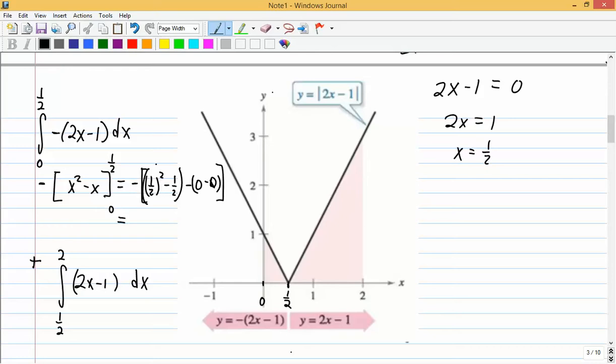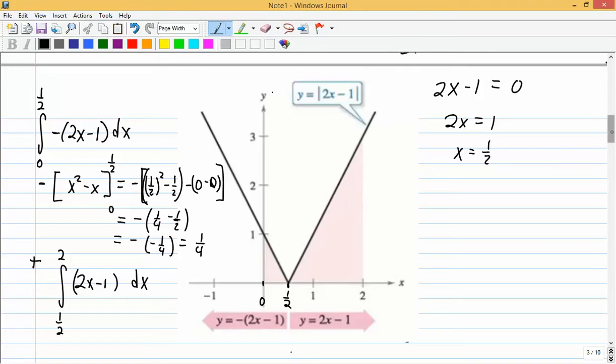All right. So this is the negative of 1/4 minus 1/2. So 1/4 minus 1/2 is negative 1/4. But there's a negative on the outside, so the negative of negative 1/4, or just 1/4. Okay, so that's the answer to the first integral.